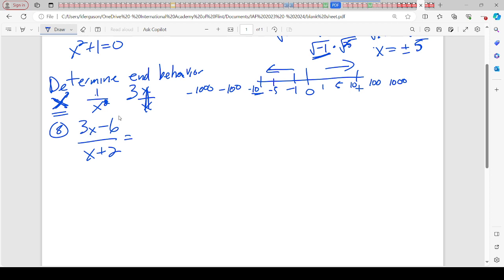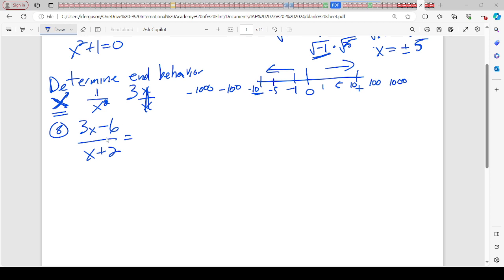30 minus 6 is 24. Now I'm just dealing with a positive number. Well, what if I pick x is 100? So then if I pick x equals 100, that's 3 times 100. That's 300. 300 minus 6 is 294. That 6 didn't really make a difference. Between 294 and 300, it's not that much difference.